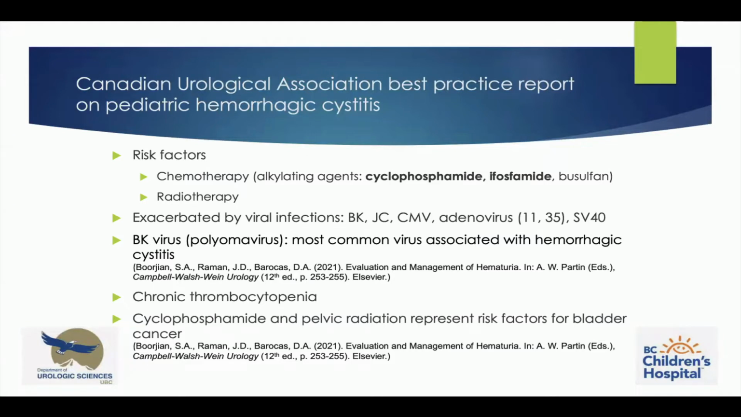The BK virus is in the family of polyomavirus and is the most common virus associated with hemorrhagic cystitis. Another exacerbation is pancytopenia and chronic thrombocytopenia, which will cause bleeding and necessitate chronic platelet transfusions. And also, let's not forget that cyclophosphamide and pelvic radiation represent risk factors for further bladder cancer.